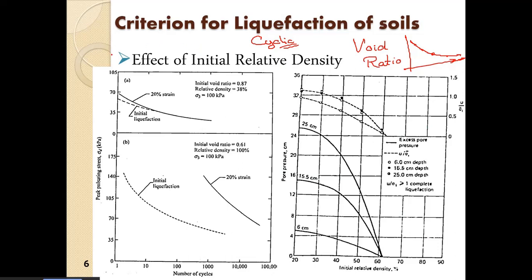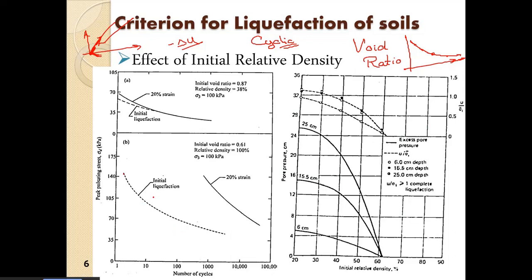So if you again consider that steady state case, here we have the flow surface. Suppose we have cyclic mobility here, so we have reached a state of initial liquefaction. From there, if we apply even monotonic load, there will be dilative behavior. So in that case also, my pore water pressure will be negative.